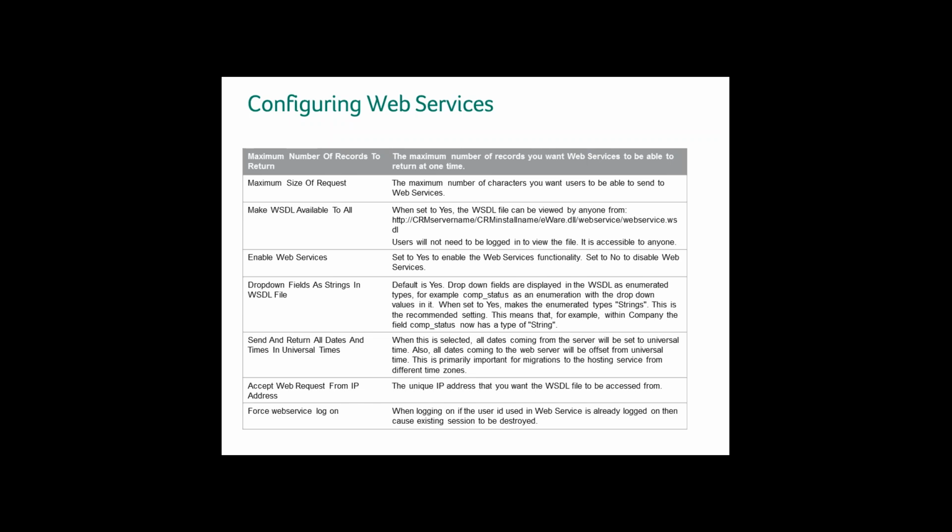Now, with other settings, like the drop-down fields of strings, and send and return all dates and times in universal times, these are relatively simple in terms of wanting to make sure that we understand how the data is held between the remote application and the system application here. So it expresses a convention rather than having to work it out from the context of the data that has been returned. But we can see that we can limit the web requests from individual IP addresses as well, if so desired. And I believe there are a few articles that describe this within the community.